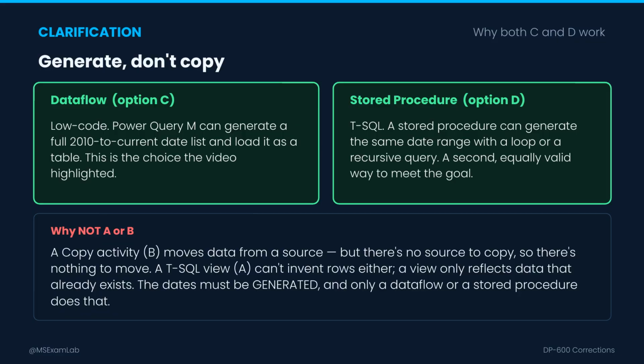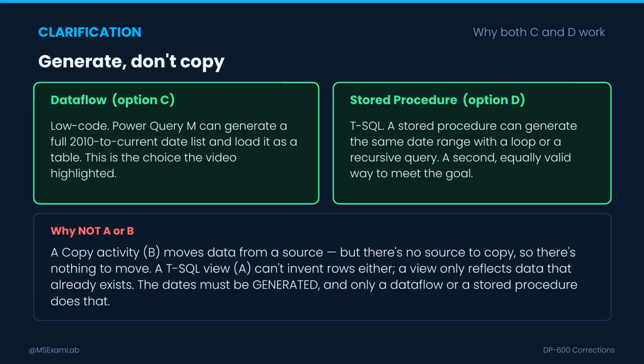But a stored procedure activity, option D, can generate exactly the same range using T-SQL, a loop, or a recursive query that inserts one row per day. That's a second, equally valid way to meet the goal.